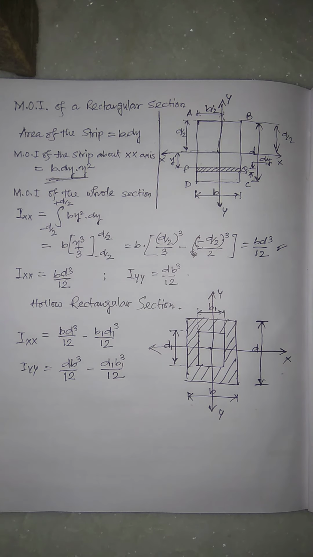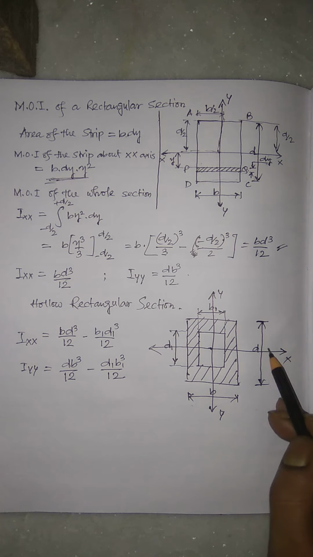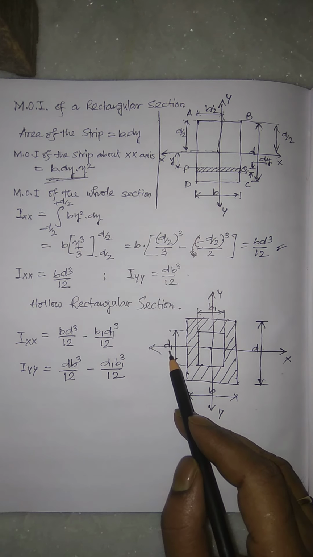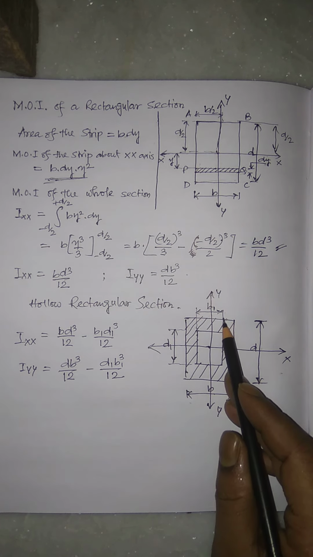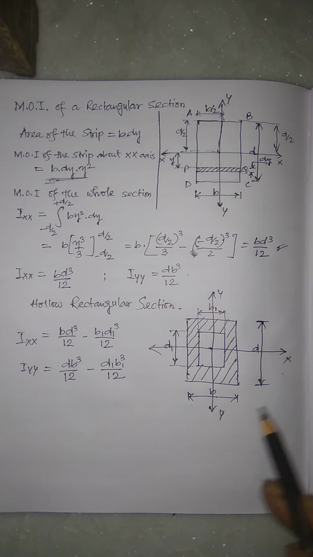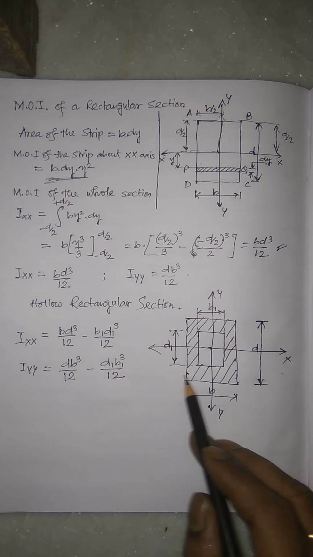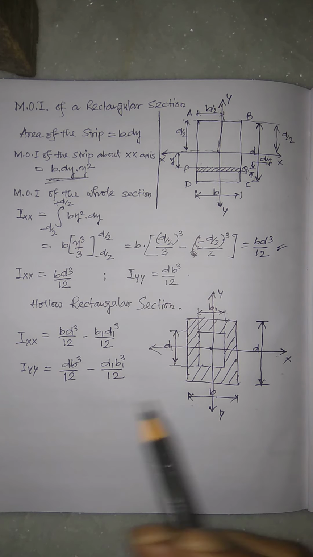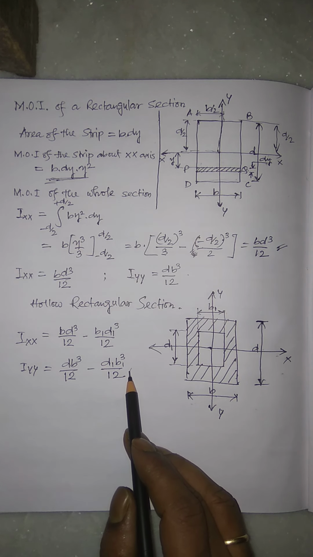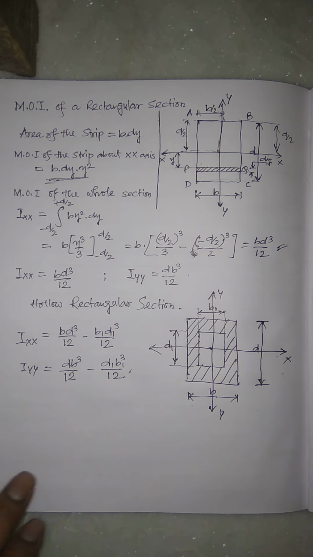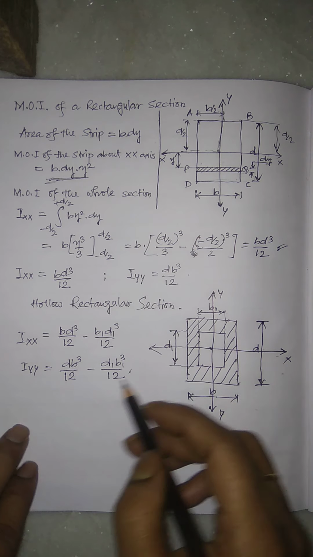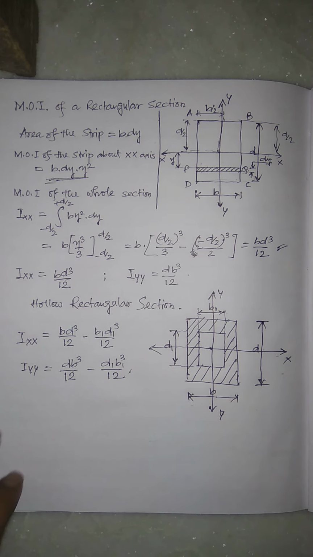Now if a numerical is given with the data of depth, width, and the values of d1 and b1, you can easily find the moment of inertia with respect to the x-axis or y-axis from these equations. Just put in the values of depth and width and calculate.